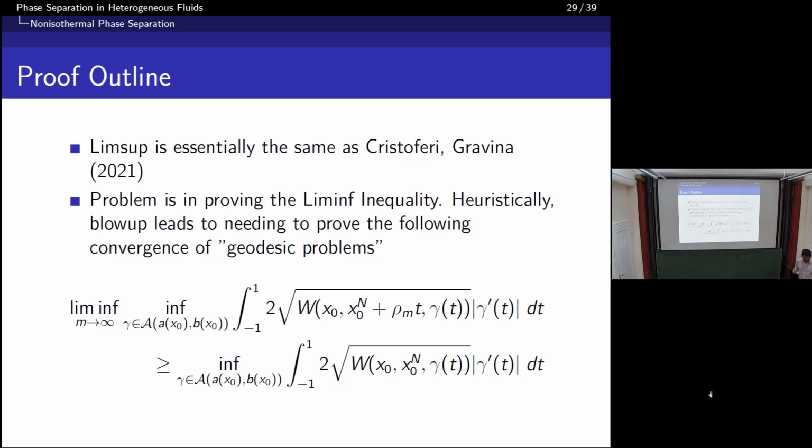The proof outline is that the lim sup, again, is essentially the same as Riccardo's and Giovanni's paper. Really, again, the problem is in proving the lim inf. We do the blow up a little bit differently, but essentially it comes down to proving another convergence of geodesic problems. So you want to take the limit as this m goes to infinity of this thing, which, if you close your eyes and look, rho mt goes to 0, so you'd want to say this goes to this, but it's much trickier than that.